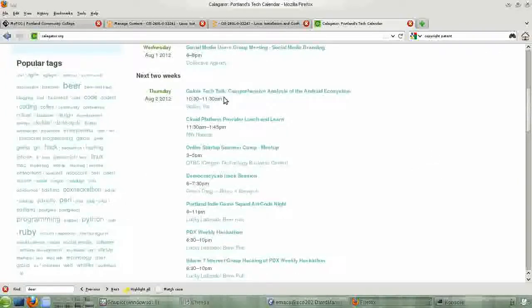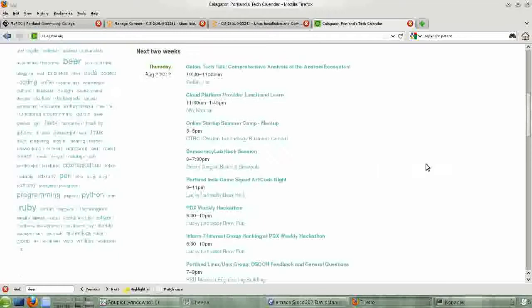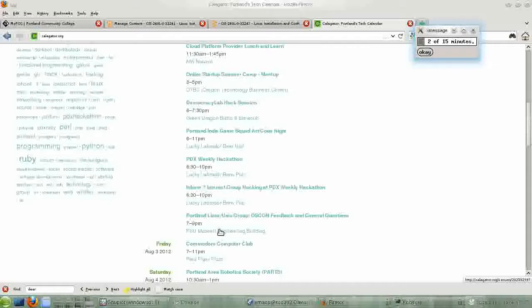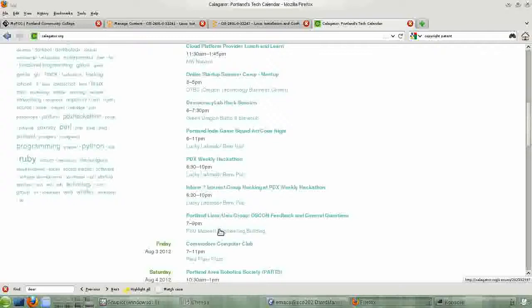There's the Galois Tech Talk on Thursday. On Thursday, there's a lot of things going on, including down at the bottom here, the Portland Linux Unix Group, OSCON feedback and general questions. I wish we had a better talk for that. I will be at that. In fact, I will be sort of leading that tomorrow night, as the friend who's often been leading the group is out of town.